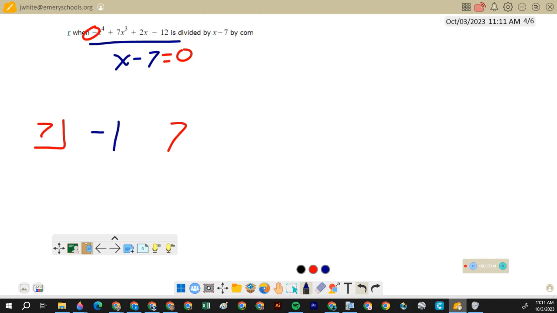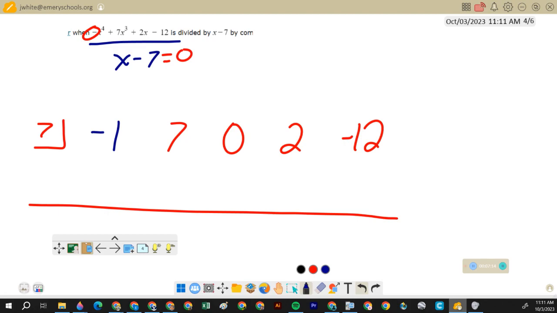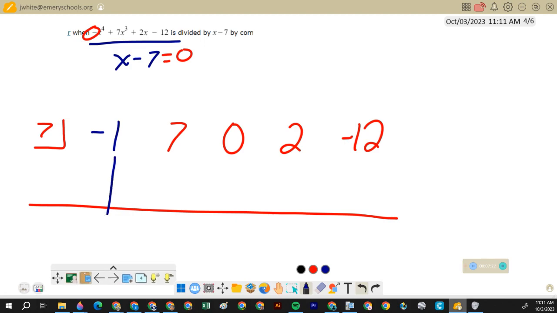Everybody see that? 0. And the next one? 2. And the next one? Negative 12. Okay? Now, we're going to drop the first coefficient. So we drop this down, negative 1, and then you multiply, add until you get to the end.